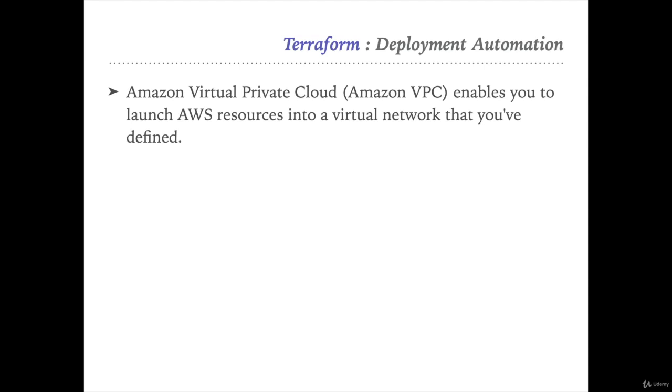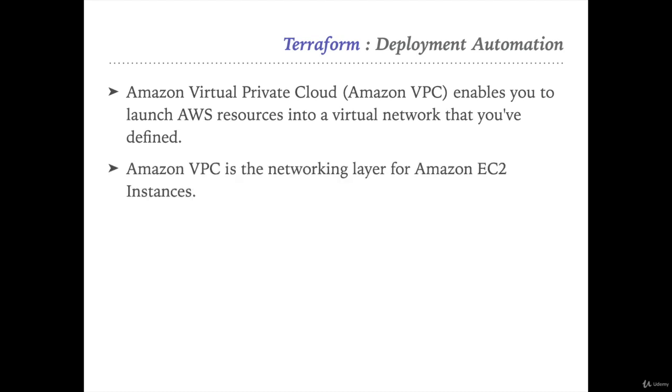Amazon Virtual Private Cloud, or in short we can call it VPC, enables users to launch AWS resources into a virtual network that you have defined. So in the earlier lecture, we saw that AWS EC2 instances were using the default network. But in AWS, we have the liberty to create our own network, which is called a Virtual Private Cloud network.